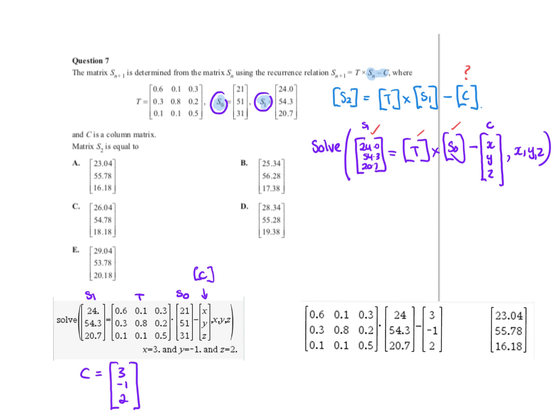So now when I go to find S2 up here, I follow that pattern. So you can see I use the transition times S1 minus C, and then I can find S2, which is that one, which is A. A lot of work in this one. It's one of the last questions. Definitely going to be spending more than 2 minutes on it.